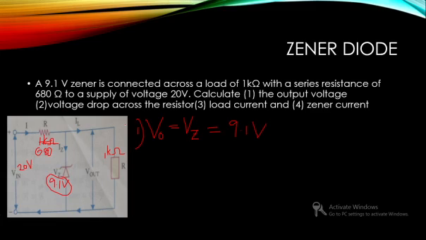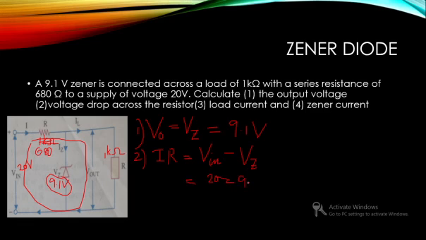Now, for the second question, the voltage drop across the resistor. What is the voltage drop across the resistor? It is given by IR. If you know V out and the input voltage, IR can be easily calculated from the closed circuit: it is V input minus VZ, or V out. Substitute here: V input is 20 and VZ is 9.1. So what you get is 10.9 volt.